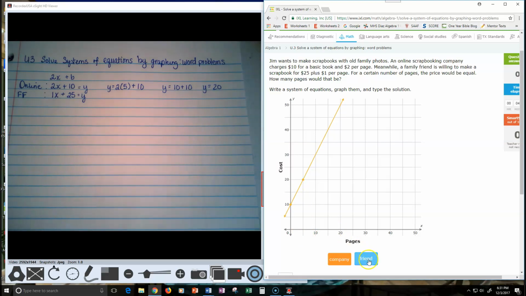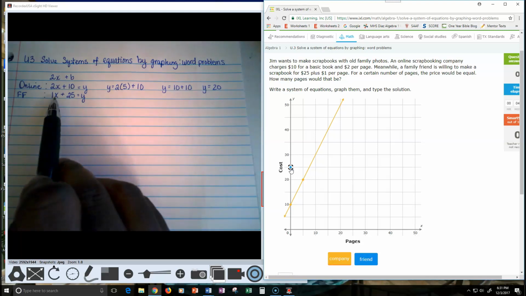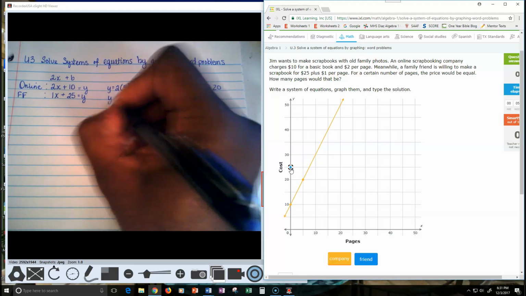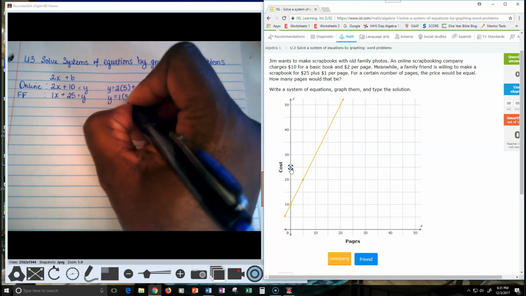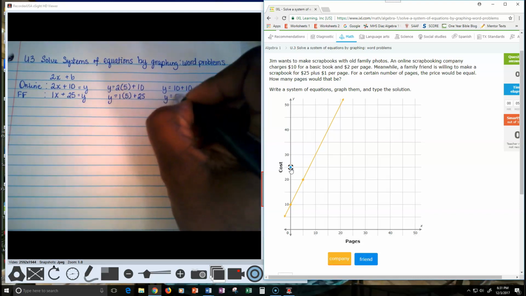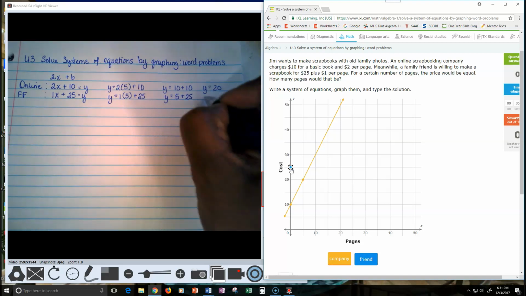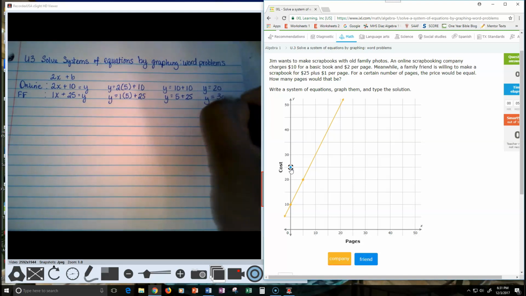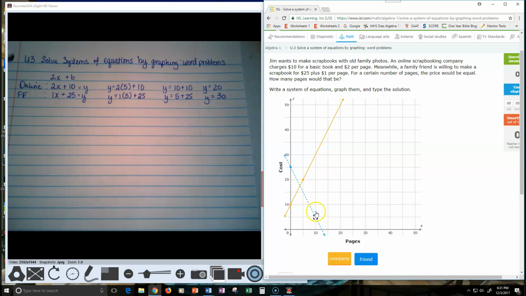Let's go ahead and look at our family friend. Well, the family friend says, hey, I'm going to charge you $25 plus $1 per page. Again, look at your graph. It's in 5s. So I know I can't use 1 here because then that would be 26. I could use 5 here as well. So let's do y is equal to 1 multiplied by 5 plus 25. So we get y is equal to 5 plus 25. Therefore, y is equal to 30. Well, I have that. That's easy. So here's my 5. Go up to 30.